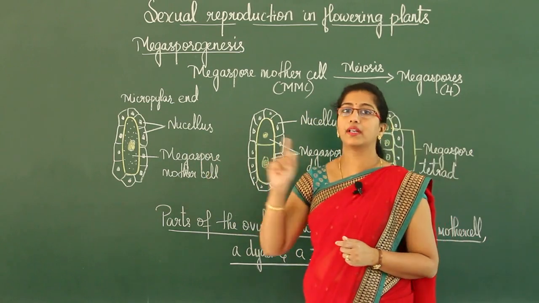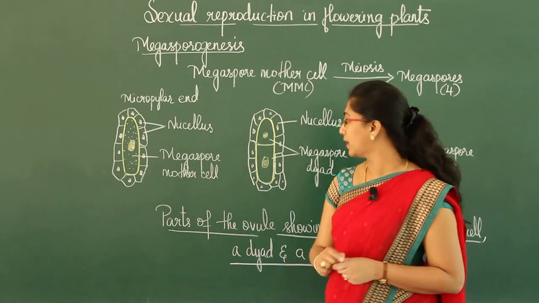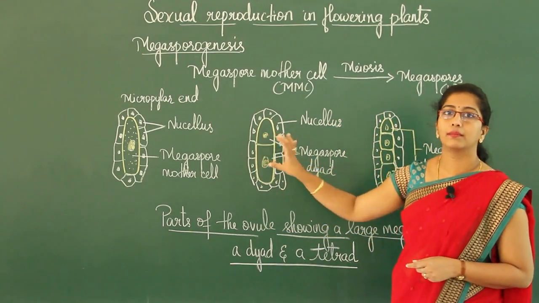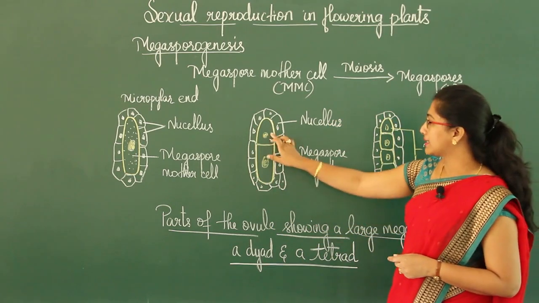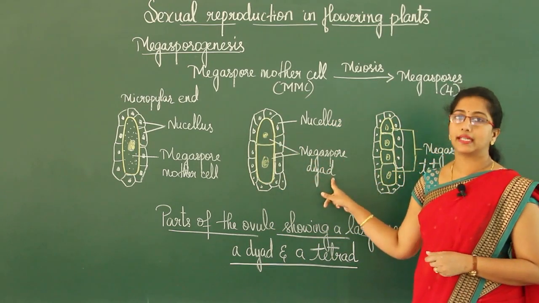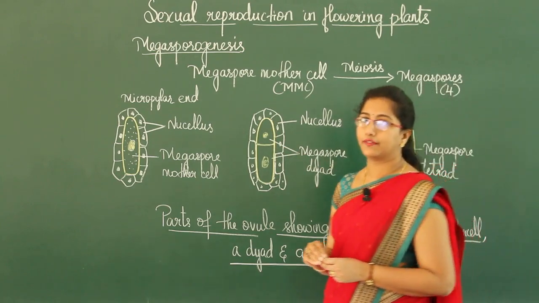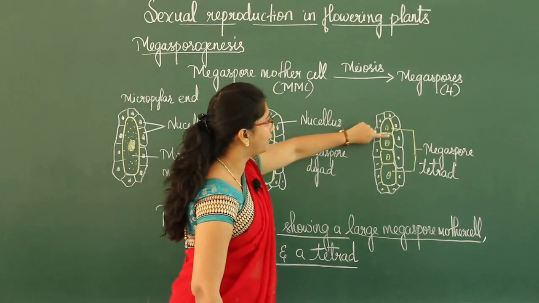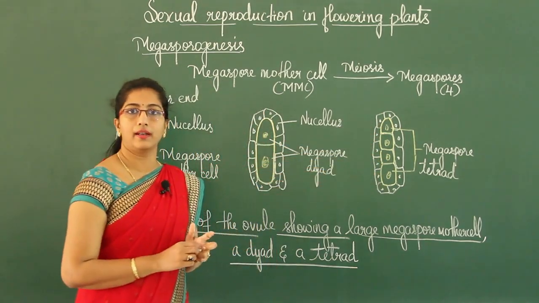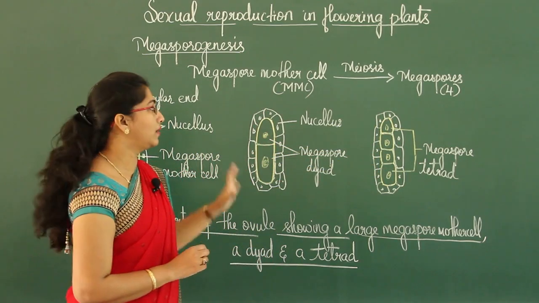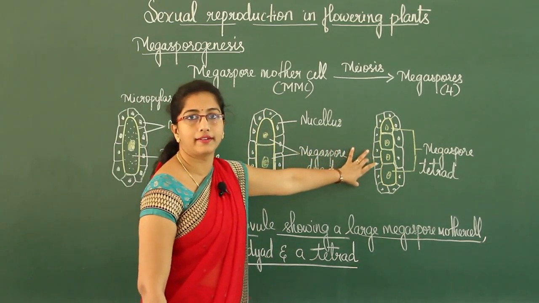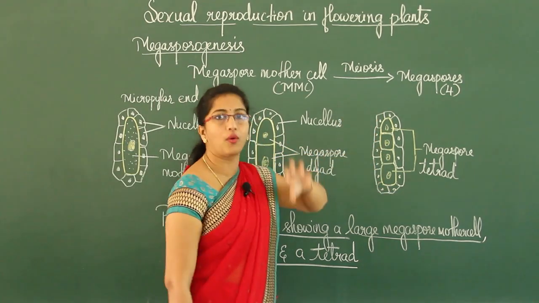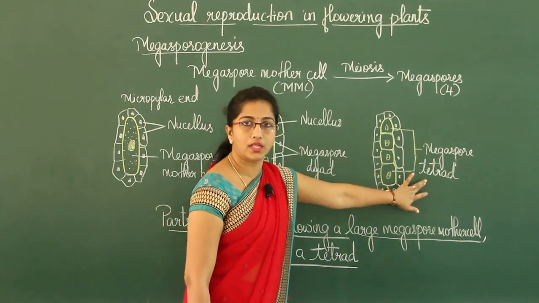And I told you it will undergo meiosis. That is what we have shown in the next diagram here. The first meiotic division has happened and we see the megaspore dyad. After that the second meiotic division happens and you see the 4 megaspores which are produced. Now you understand it clearly with the help of the diagram. 4 megaspores are formed, and since it is a set of 4 cells, we call it a megaspore tetrad.